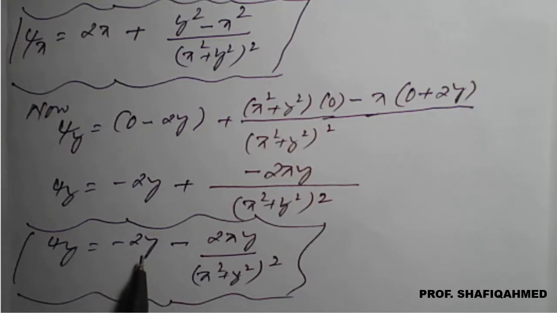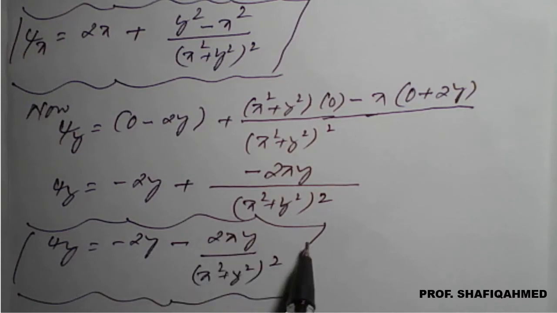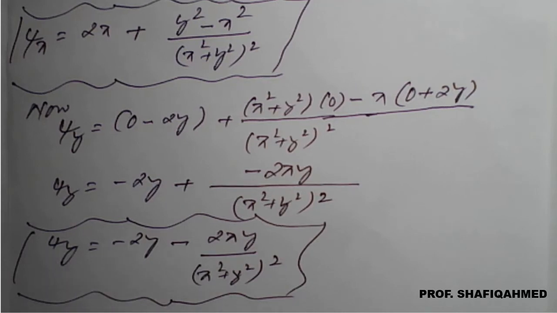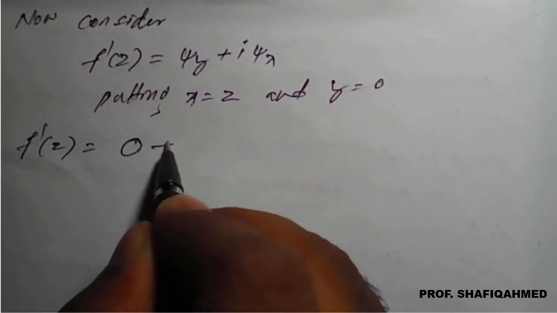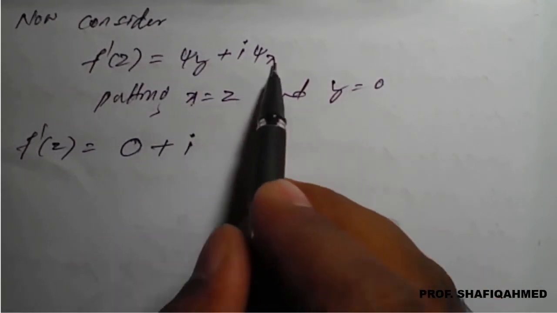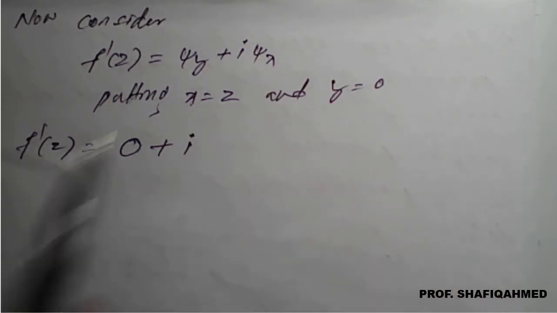If you replace y is equal to 0, this term will become 0, and this 2x into 0 is 0, 0 upon anything is 0. So psi of y, if you put x is equal to z and y is equal to 0, this completely will become 0. So therefore psi of y is equal to 0 if you put x is equal to z and y is equal to 0. So therefore the first term will be 0 plus i times psi of x. If you put x is equal to z and y is equal to 0 in psi of x, what happens, we'll see.